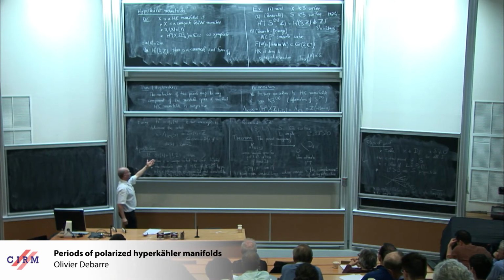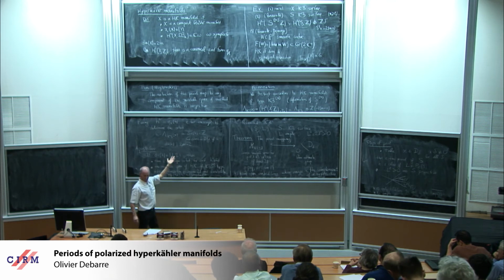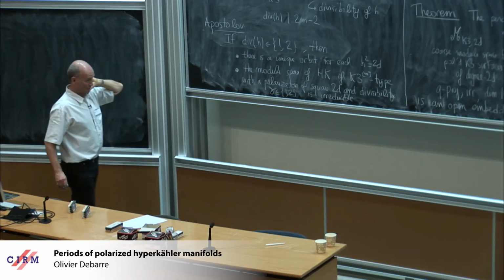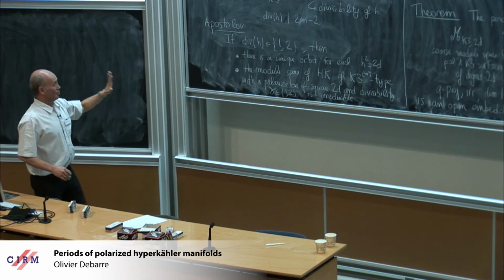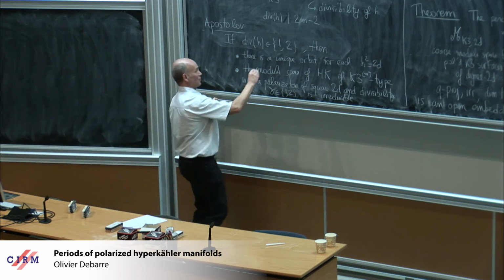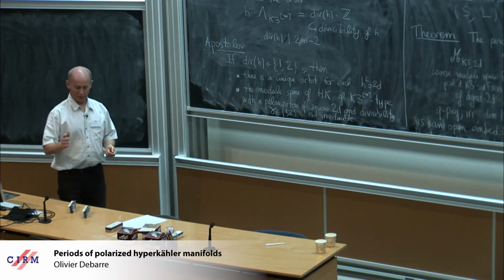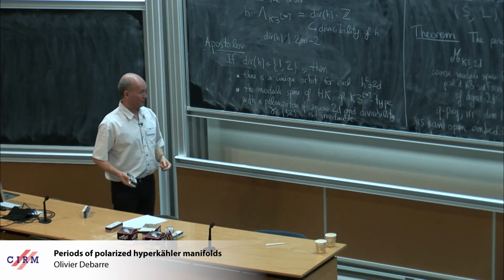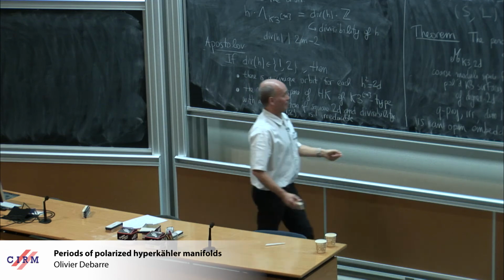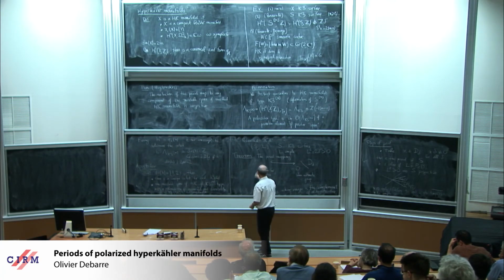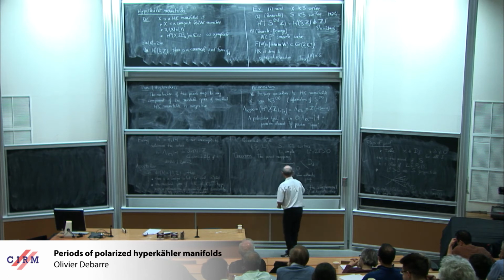Notice, for example, that when m is equal to 2, so for fourfolds, these are the only cases that can happen, divisibility 1 and 2. So in some sense, if we restrict ourselves to these two cases, we're in a situation which looks very much like what happened for K3 surfaces. So let me give an example. Examples.